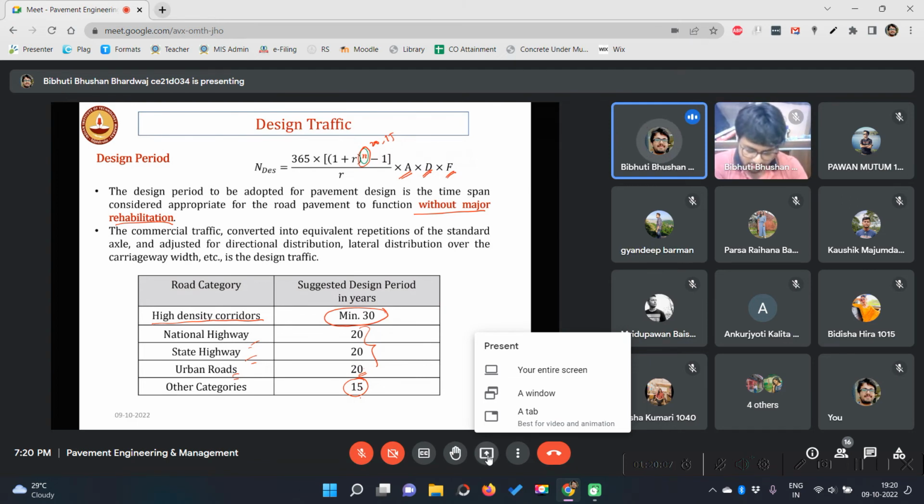Say today the number of commercial vehicles is 1500 per day, but after 15 years it will be more, of course. So what is the rate at which it will increase? What do you think? On which of the parameters will it depend?